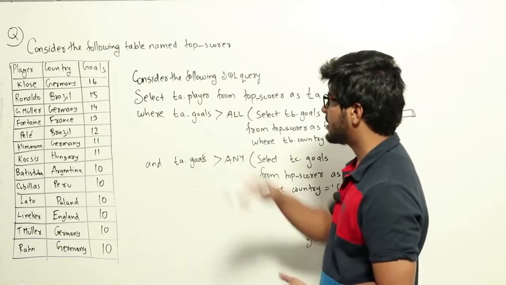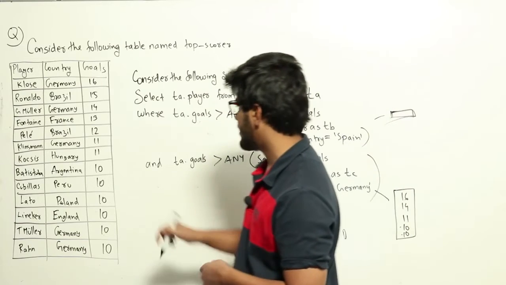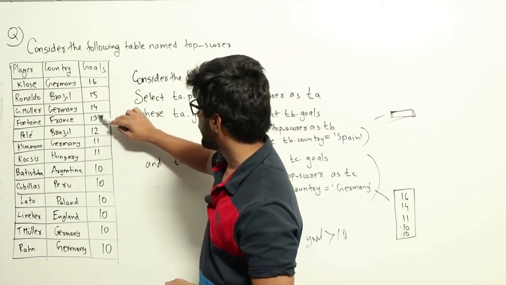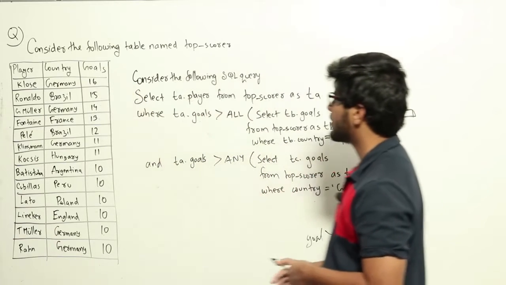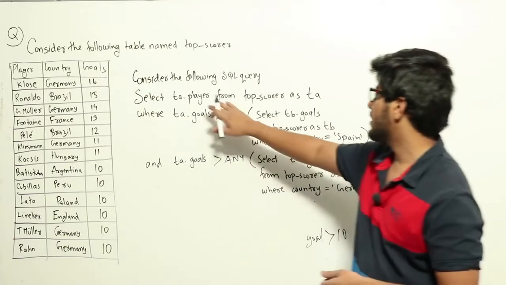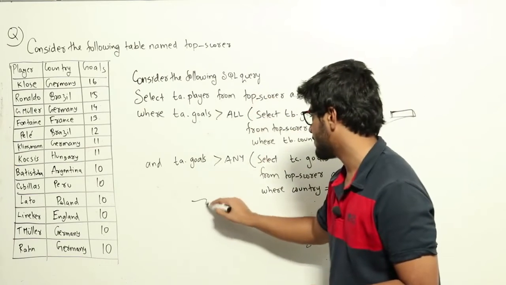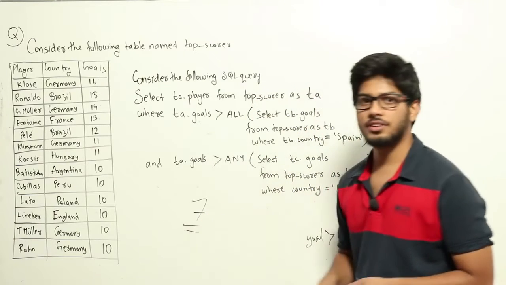So let's look at the table and see how many players have goals greater than 10. There is 1, 2, 3, 4, 5, 6, 7. There are 7 players having goals greater than 10. So select TA dot player will return 7 rows. 7 is the answer.